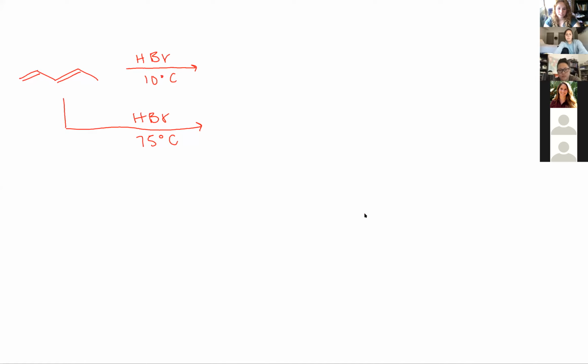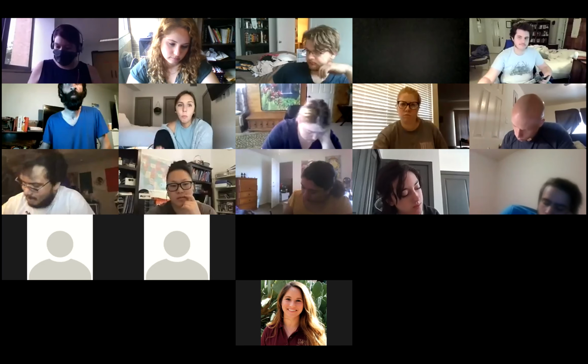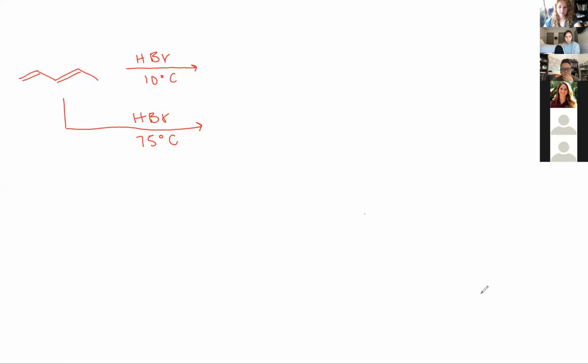So the top one is a regular 1,2 addition. So you should have some Markovnikov addition, and you should have more than one product. The bottom reaction is heated to 75 degrees. So what type of reaction are we going to see here? A 1,4 addition. 1,4 addition. Right, we should be seeing a 1,4 addition.